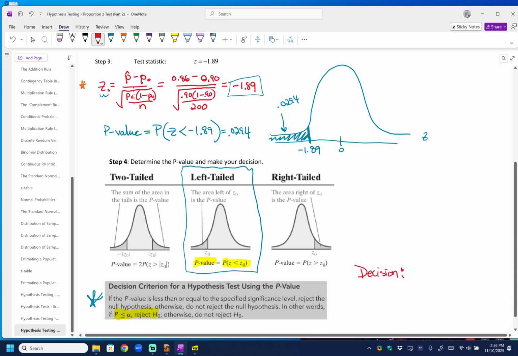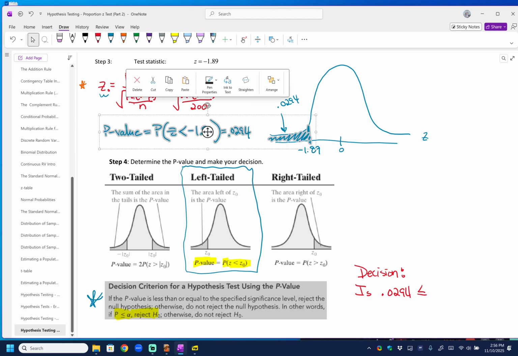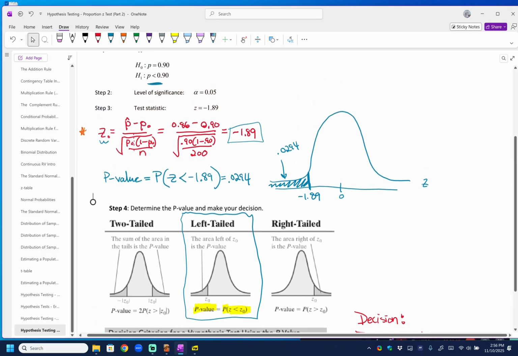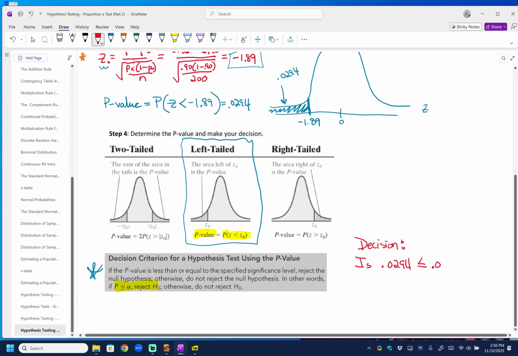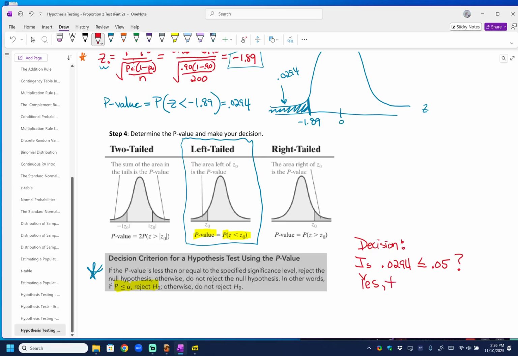So is our p-value, which is 0.0294, less than or equal to our alpha? Well, remember our alpha in this problem was 0.05. So that's where that level of significance comes in. So is that true? Yes, that is definitely less than 0.05. Therefore, what do we do based on what this is saying?